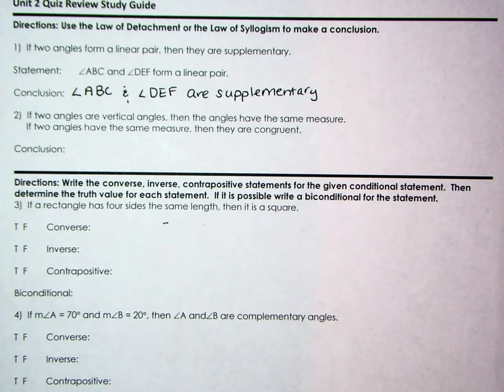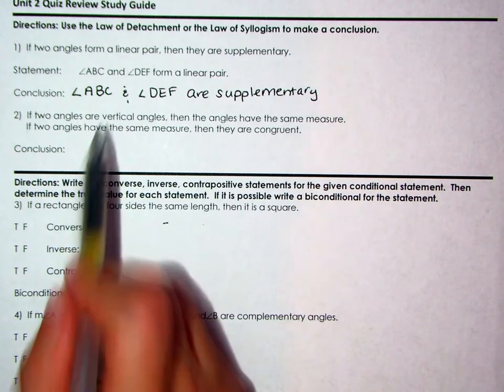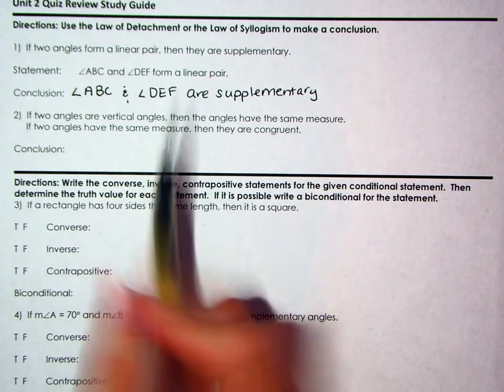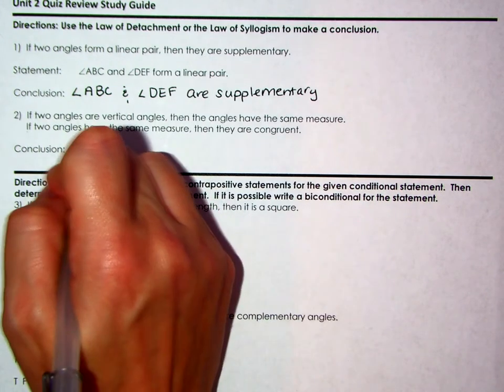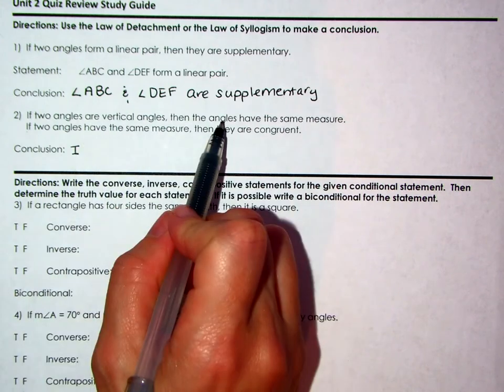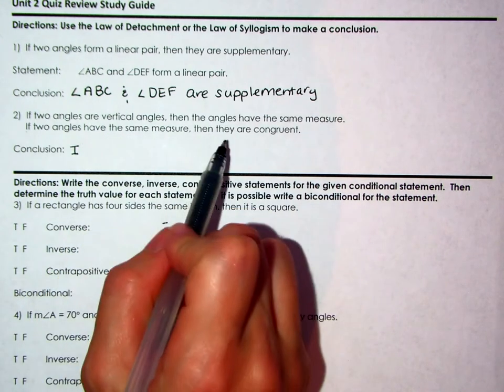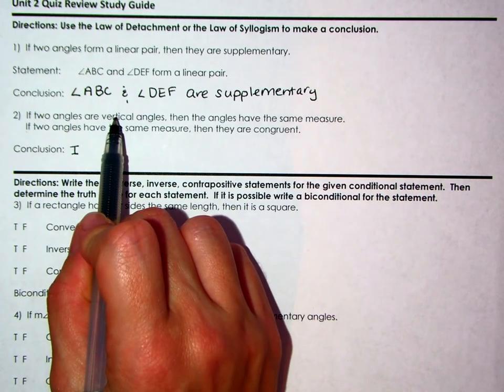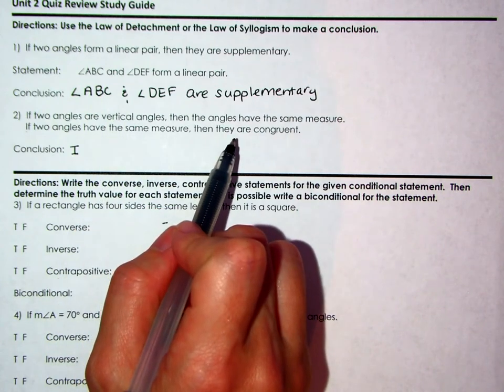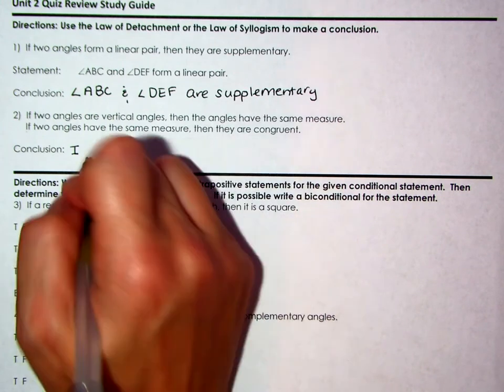All right, number 2. If two angles are vertical angles, then the angles have the same measure. If two angles have the same measure, then they are congruent. So we've got two conditional statements, which means we're going to be using the law of syllogism, which means we can say if this is true and this is true, and if that is true, then that is true, then the initial hypothesis and the last conclusion can also be true.